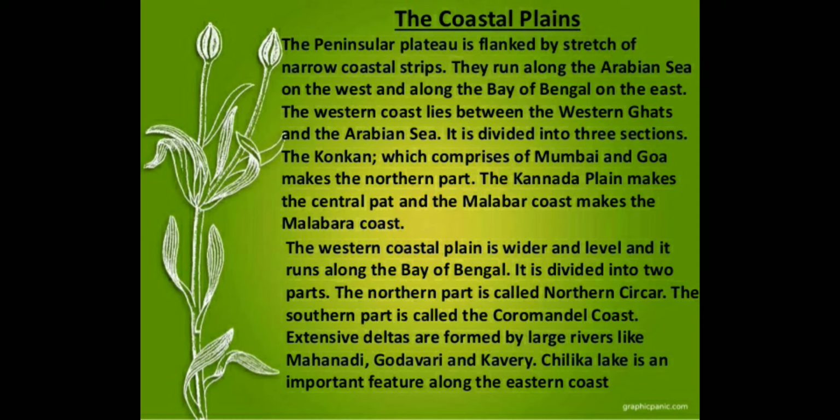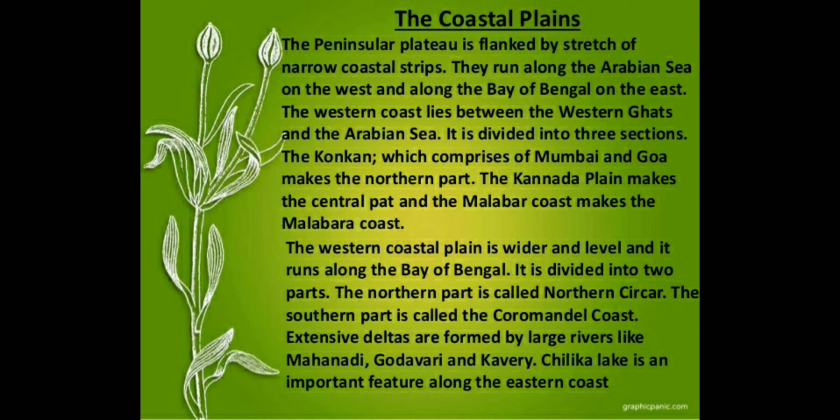Now comes the next. So we have the three regions. Understood now? The Konkan region, which has Mumbai and Goa. Clear? Then the Kannada plain, and then the Malabar plain. Clear? This is from the western part. Now comes the eastern coastal plain.